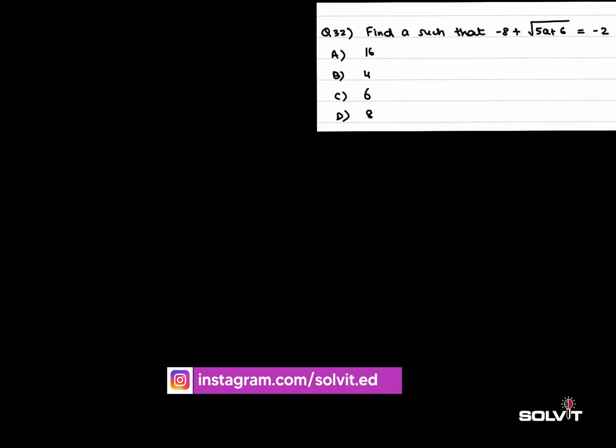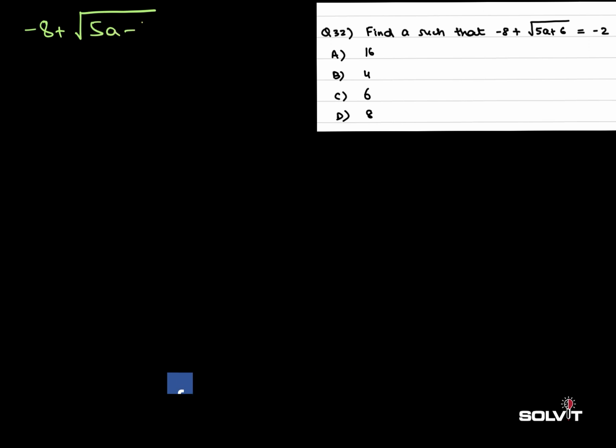Alright guys, let's look at question number 32. In question number 32, we need to find out the value of A. That is, we need to make A the subject. In order to do that, we need to move everything that is there with A to the other side of the equal to. First of all, we'll take this minus 8. It would become plus 8. Then it would be 5A plus 6 equal to minus 2 plus 8, that is 6.